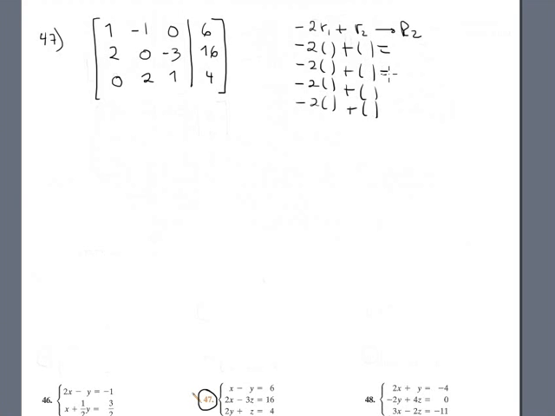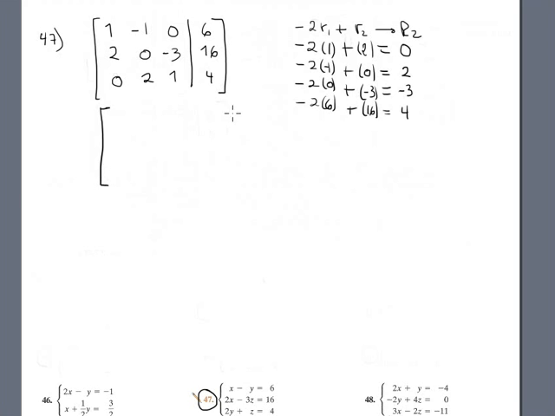Give me one number that is stored in row 2. Row 1 is 1, negative 1, 0, and 6. And row 2 is 2, 0, minus 3, and 16. This is 0, because minus 2 plus 2. This is 2, this is minus 3, and this is minus 12 plus 16, which is 4.